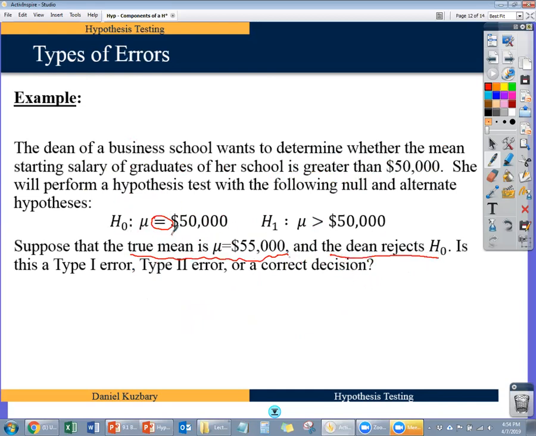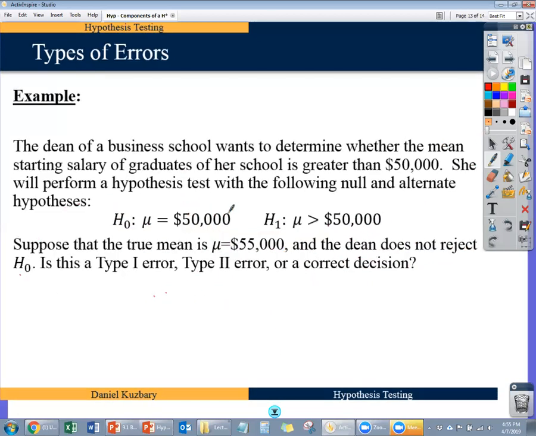In other words, the null says it's 50,000. The true mean is 55,000. So this is wrong because the true mean is 55,000. So suppose H naught is wrong. It's not true. And the dean rejects H naught. Well, this ends up being correct because this is not true. This is true, which actually is in favor of the alternative hypothesis. So if this isn't true and the dean rejects this, that's a good call, and the dean ends up being correct.